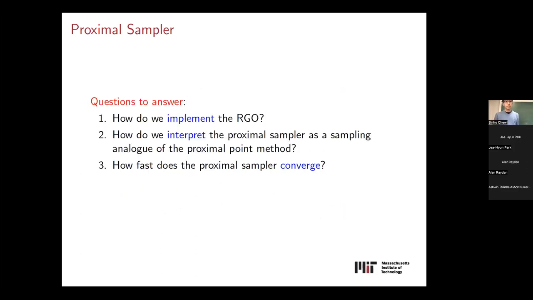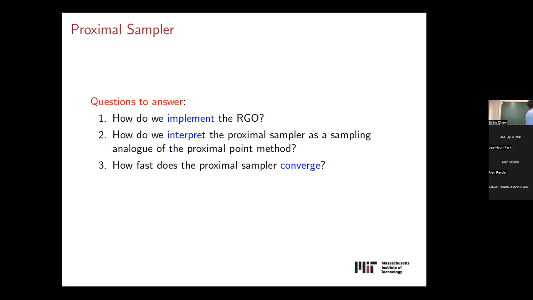Okay, so there are some questions I have to answer in order to convince you that this is not a crazy idea. First of all, I have to tell you how to actually implement the RGO, otherwise this is not an algorithm. Second, I call this the proximal sampler, and I'm really looking for an analog of the proximal point method. So why should we think of this as an analog of the proximal point method?